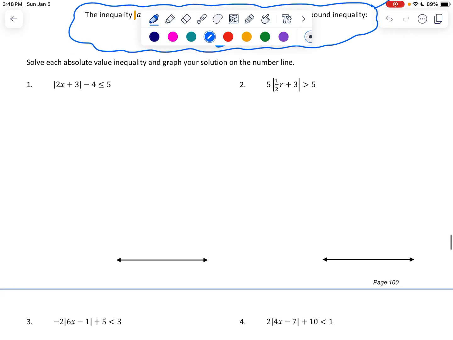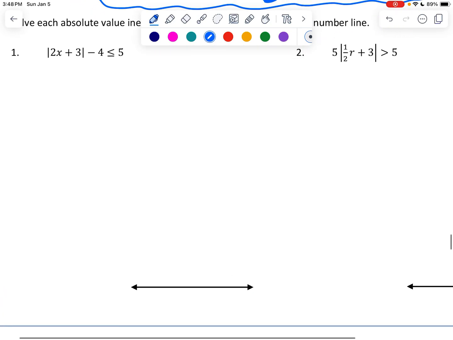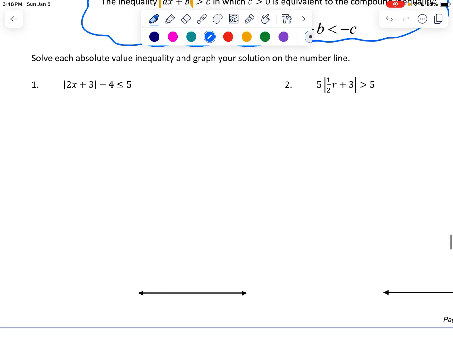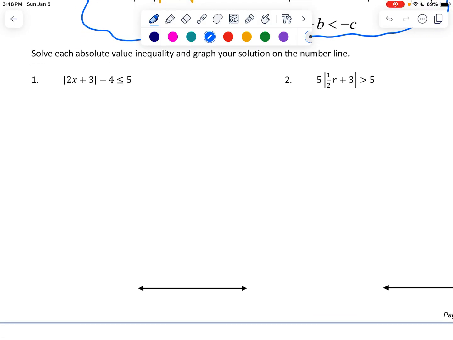Okay, so number 1, I'm going to zoom in here. It says solve each absolute value inequality and graph your solution on the number line. Okay, so we're going to follow the same set of steps that we did before.